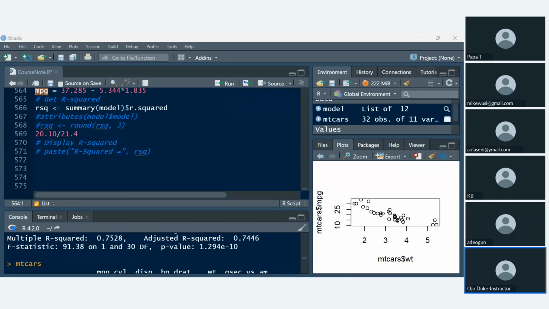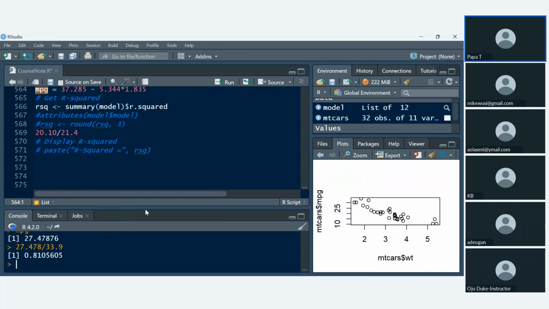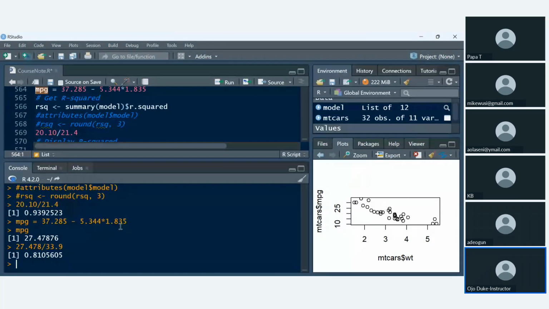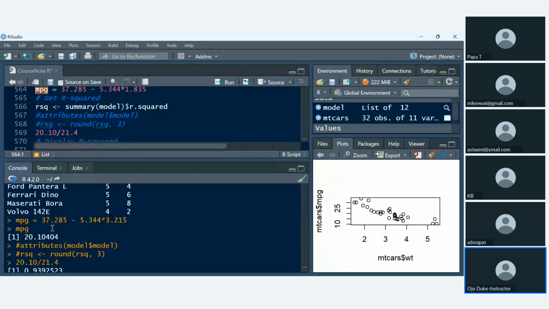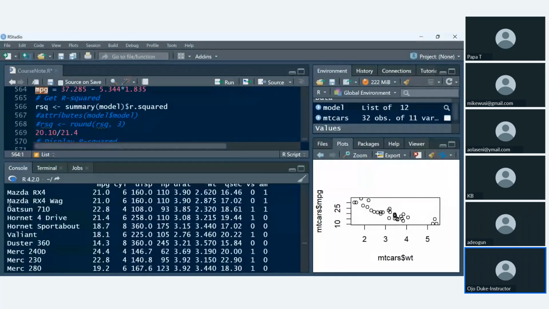Okay, let me go back to that and show you. This particular one, please pay attention, sir. We ran this line of code, and when we ran this line of code, we had to type MPG so that we can get the value of MPG from this line of code. It gives us 20.10404. Remember, we were predicting the MPG for this Hornet 4 Drive.